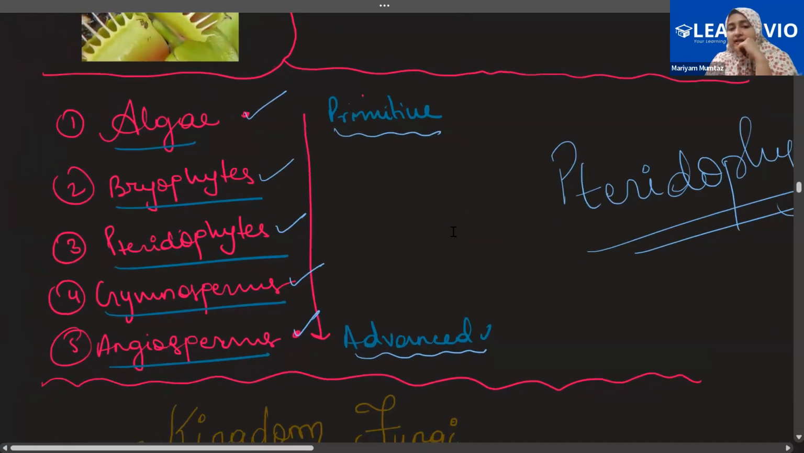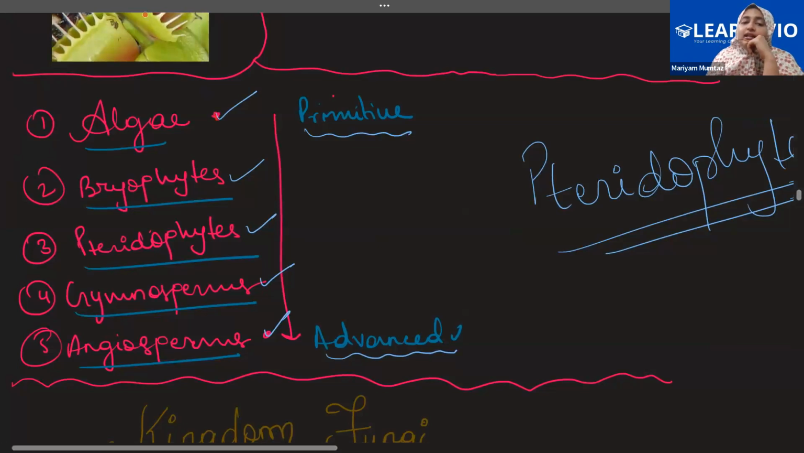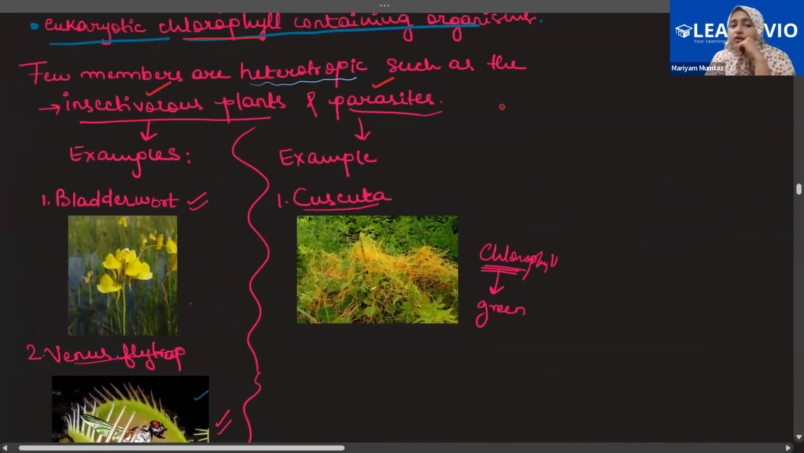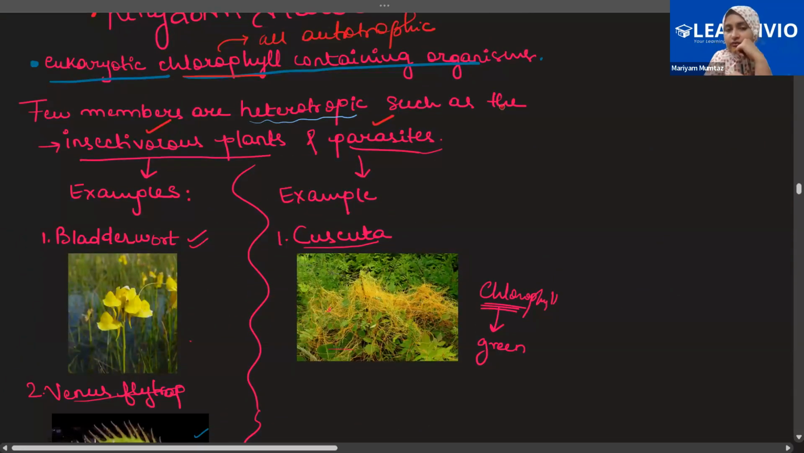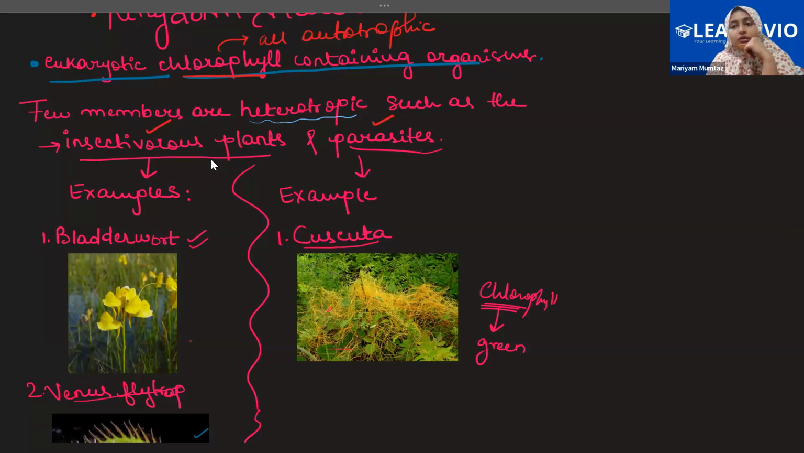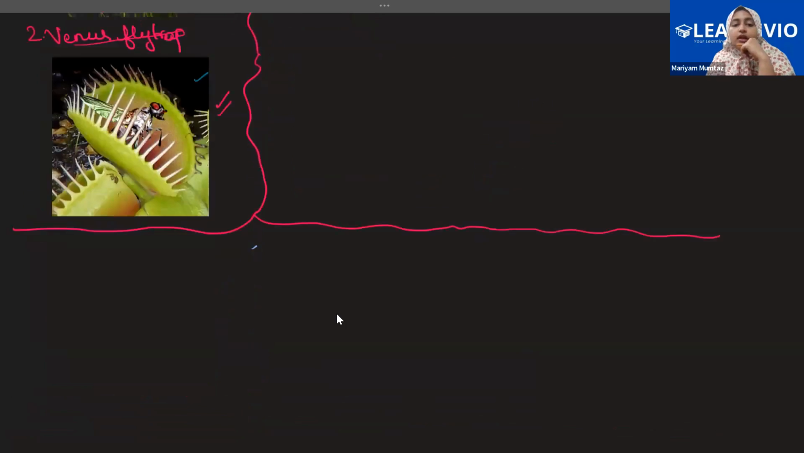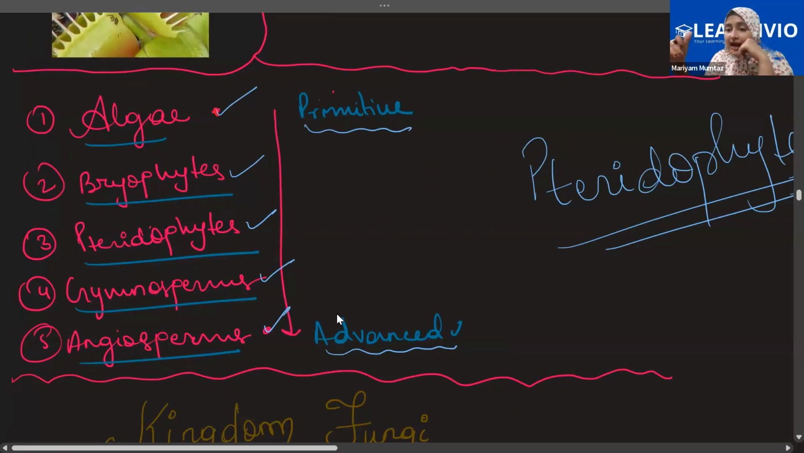Now, in the kingdom Plantae, there are divisions, such as division Algae. Ma'am, the insectivorous and the parasites are different from the autotrophs, right? 100%. The autotrophic ones make their own food, they do photosynthesis. But insectivorous plants eat insects. They do not make their own food. Parasites also do not make their own food. Rather, they depend on another plant for their nutrition. They live on the body of another plant and derive nutrition from it. Clear?